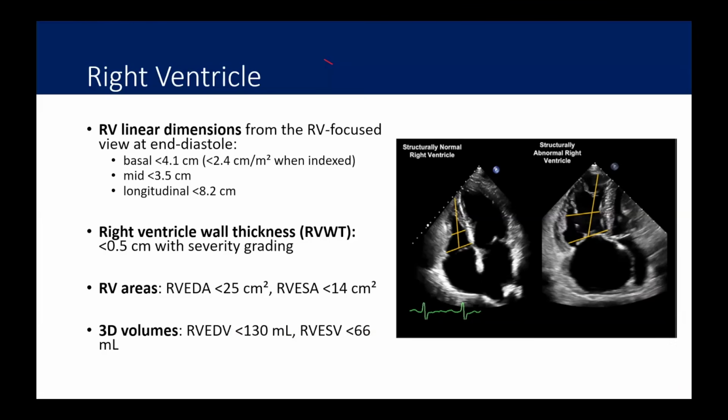Something that should be noted is that in pulmonary hypertension, in the maladaptive remodeling, you actually get the mid-ventricular dimension increasing before the basal dimension. So if you're only measuring the base here, you may miss early dilatation.